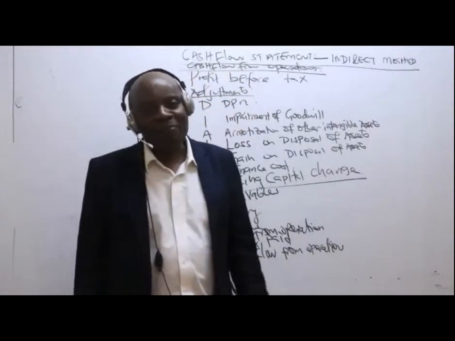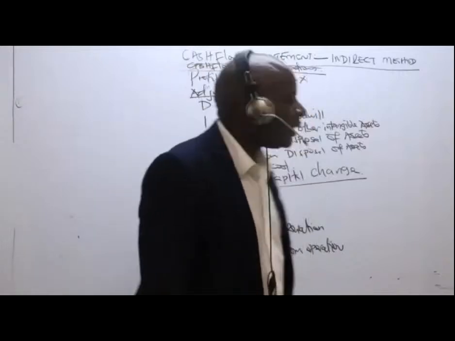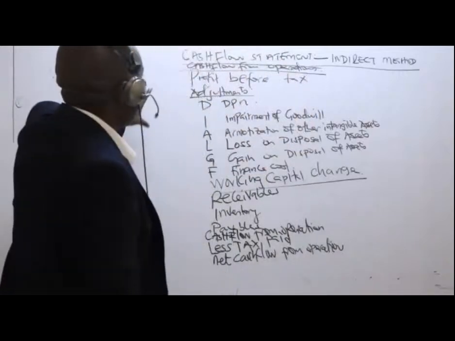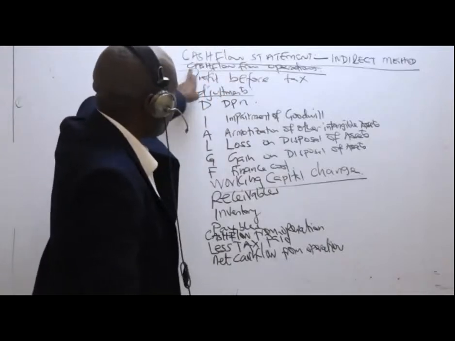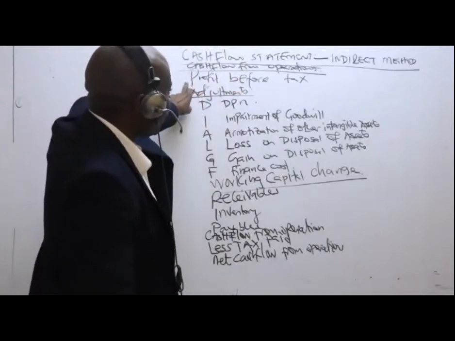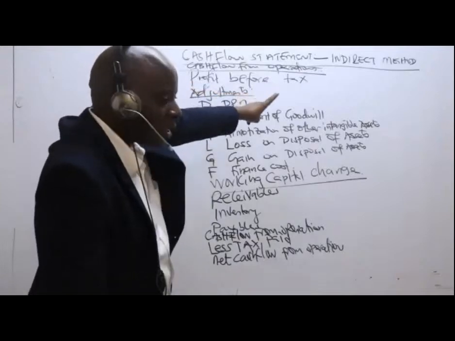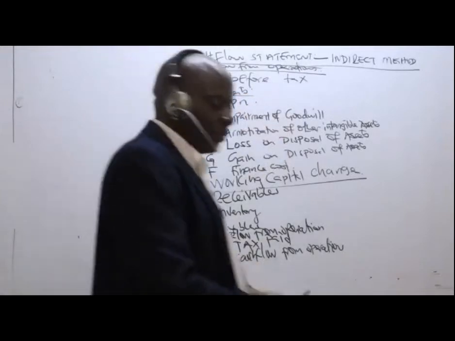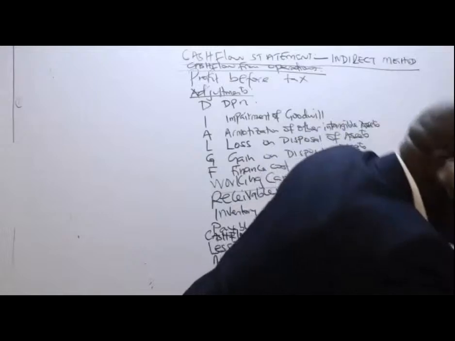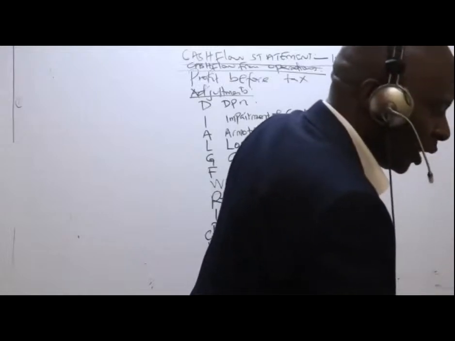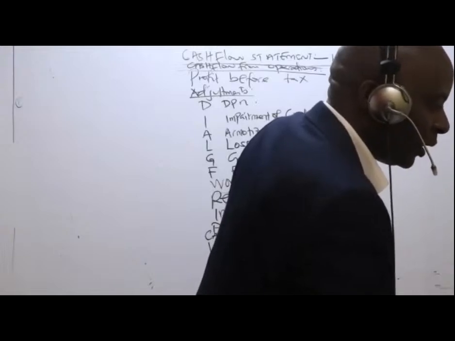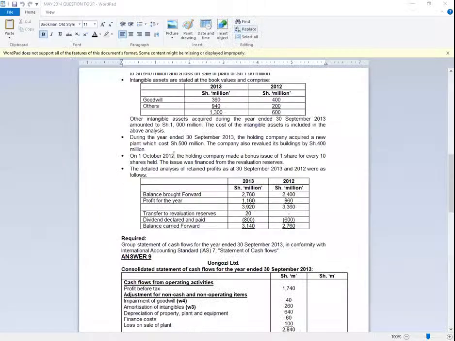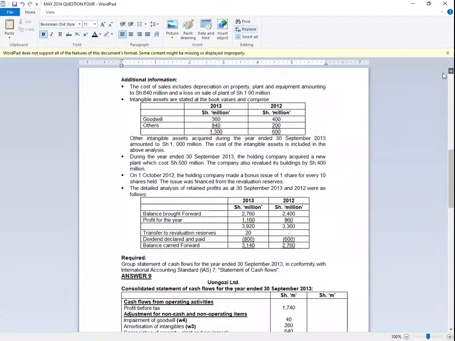So then how do I pick this? It's an indirect method, so I'll come and write cash flow from operations. And then I start with profit before what? Tax. Go to the income statement and pick this profit before tax. Now that you guys have this question, are you able to read for me these values very fast? So profit before tax.